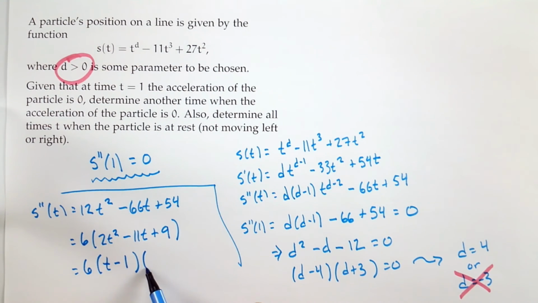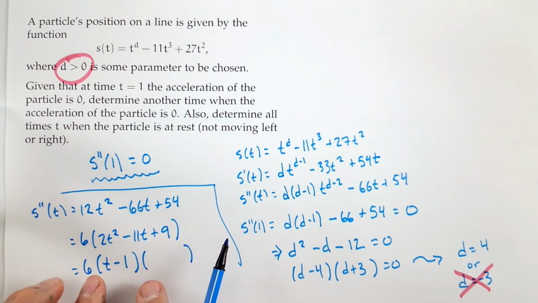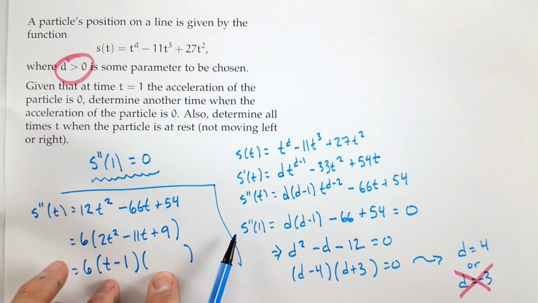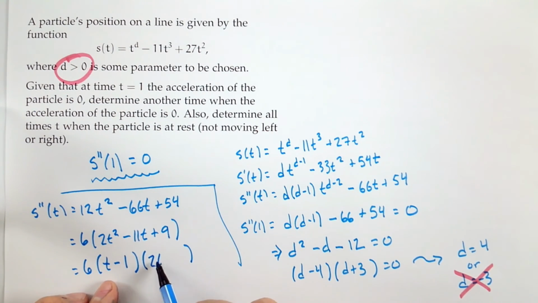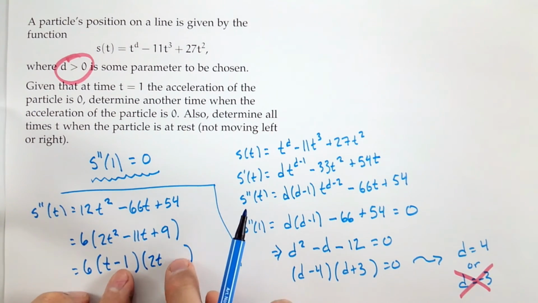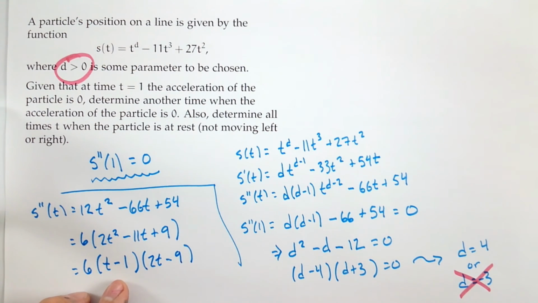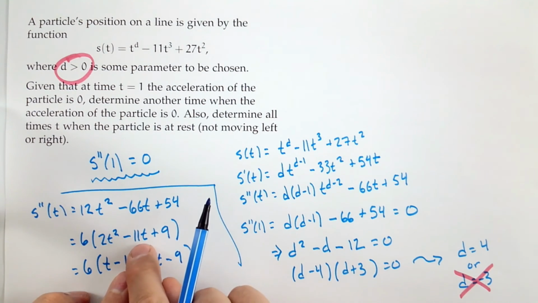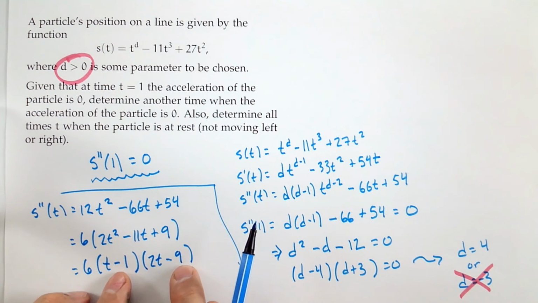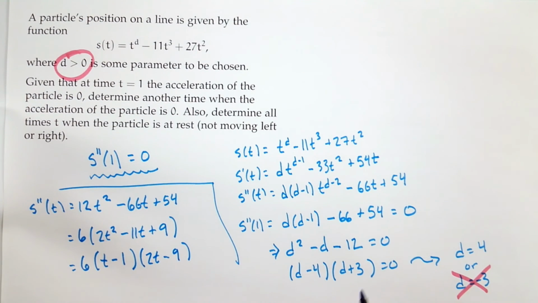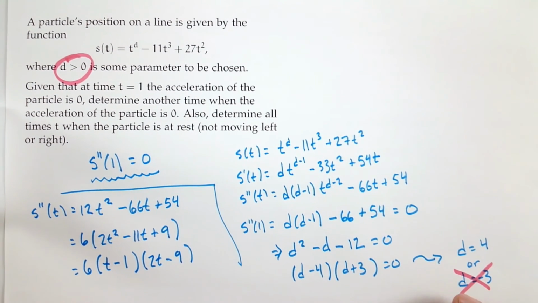Now the other factor, well, I need to have t times something produce 2t squared, so that should be a 2t. Negative 1 times something to produce 9, that has to be minus 9. And you can check, 2t squared minus 9t minus 2t is minus 11t, minus 1 times minus 9 is plus 9. Woohoo! We're doing it.